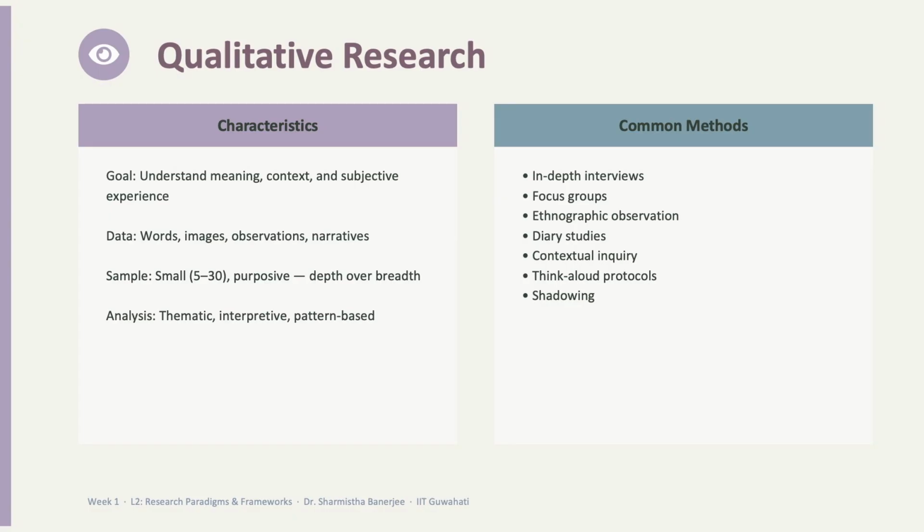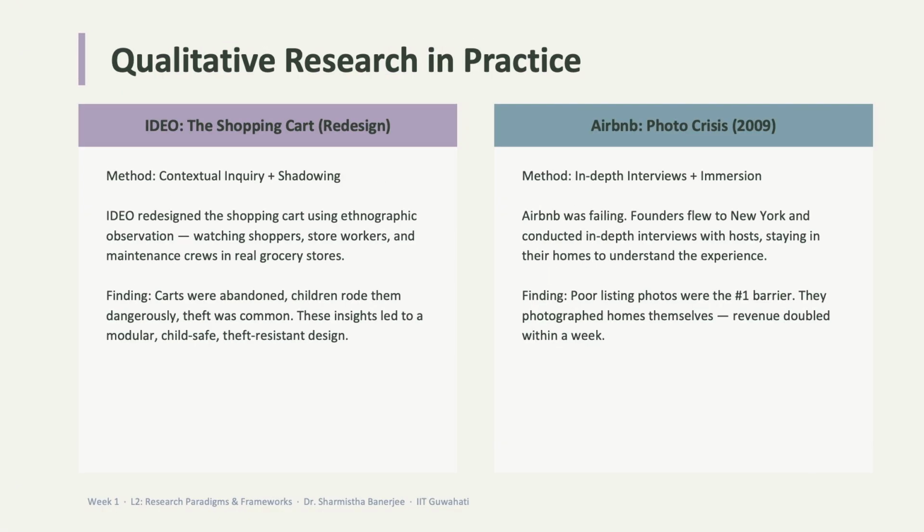The analysis methods that we use are thematic, interpretive, and pattern-based. The outputs that come out of this kind of research are themes, categories, rich descriptions, and quotes. So the common methods that we use for qualitative research are in-depth interviews, focus group studies, ethnographic observation, diary studies, contextual inquiry, and think-aloud protocols. When you are doing this qualitative research, it has certain advantages.